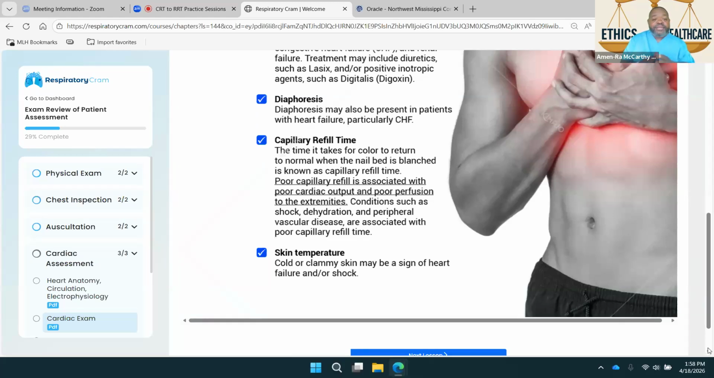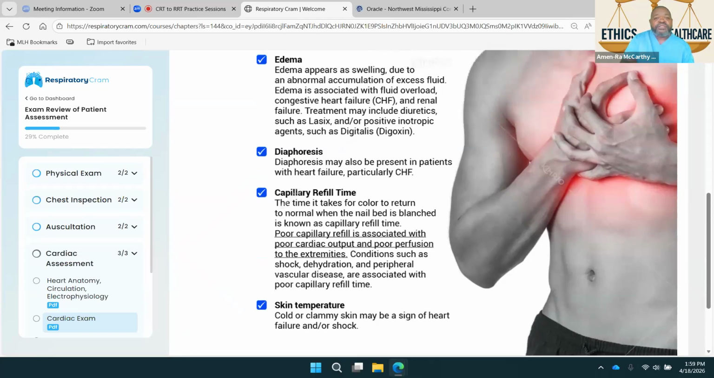So the reason why you're seeing this, guys, is because when you have a simulation question, they may ask you, do you want to know what their sensorium is? Do you want to know what their skin turgor is? Do you want to know their capillary refill time? You want to say yes when you're suspecting cardiac issues, because that can tell you, yes, it truly is something cardiac, or no, it's not. It could be simply dehydration. Just give him some fluids and he's good to go, right?